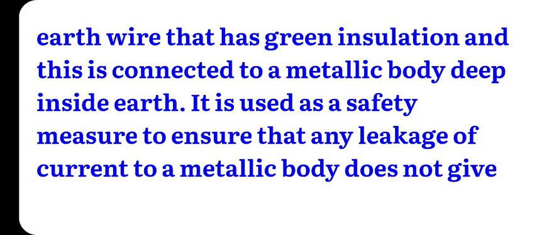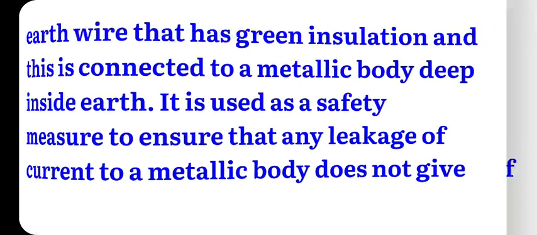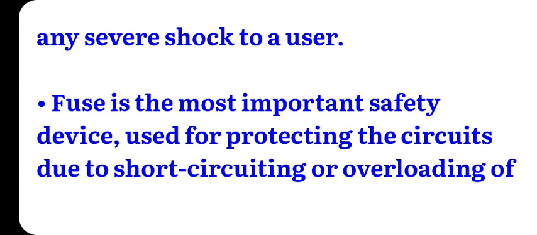The third is the earth wire, which has green insulation, and this is connected to a metallic body deep inside the earth. It is used as a safety measure to ensure that any leakage of current to a metallic body does not give any severe shock to a user. A fuse is the most important safety device used for protecting circuits from short circuiting or overloading of the circuits.